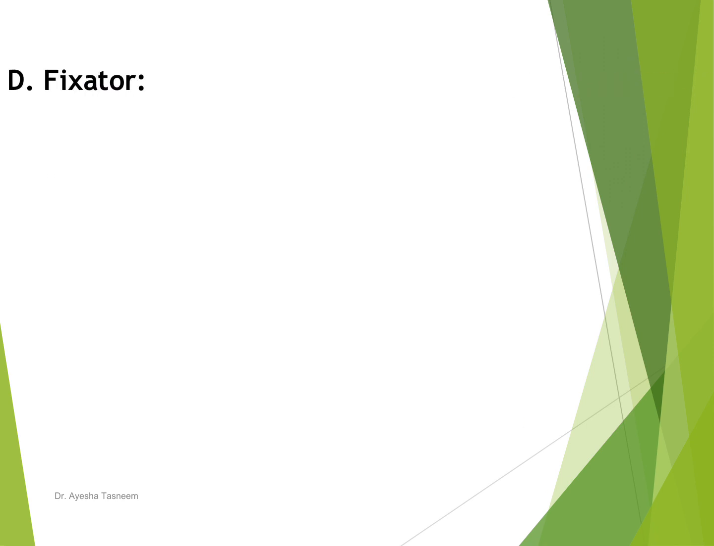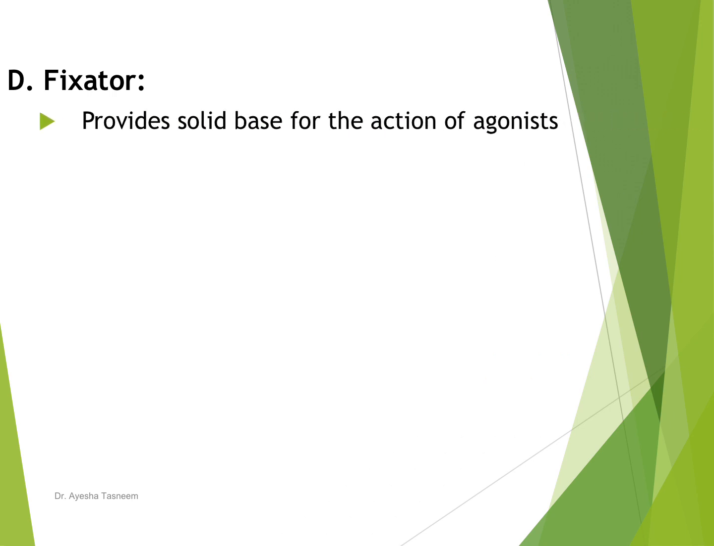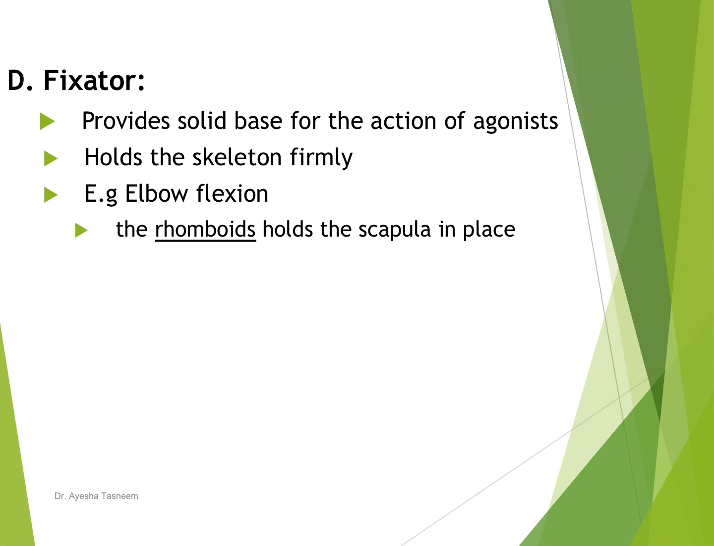Now we come to the other type of classification that we are doing, the classification of the muscle based upon the group action. This is the fixator. As the name tells us, it fixes the movement, like it provides a solid base for the action of the agonists or the prime movers. It holds the skeleton firmly. In the flexion of the elbow, rhomboids hold the scapula in place.